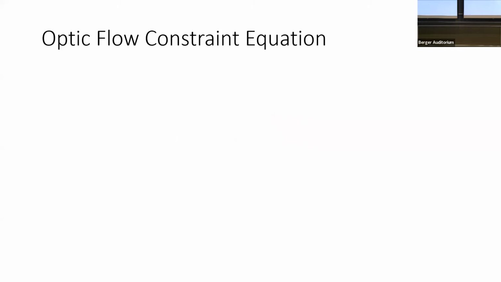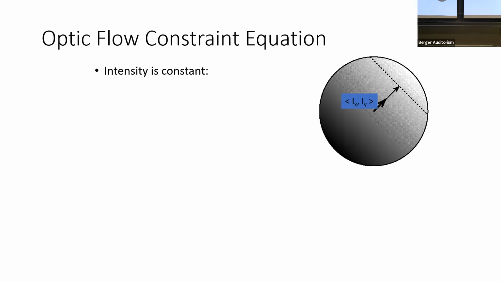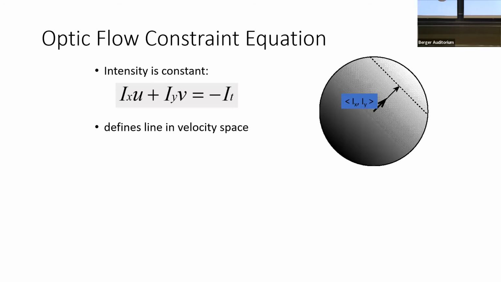And it turns out that the least squares solution in the presence of noise is basically not the correct one. There is bias. And the idea being, if you have the normal flow, it means the flow component in the direction of the gradient, and you get this 1D constraint, I_x u plus I_y v plus I_t, on u and v.